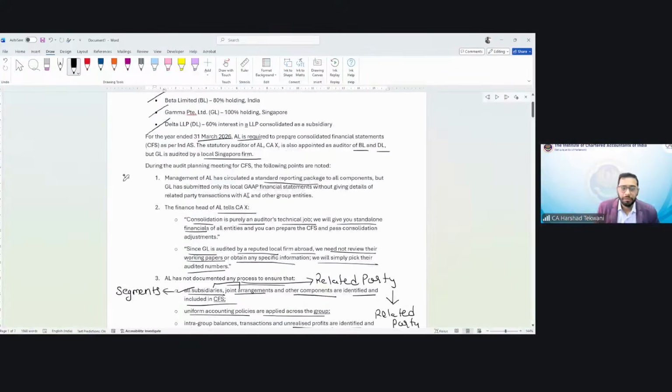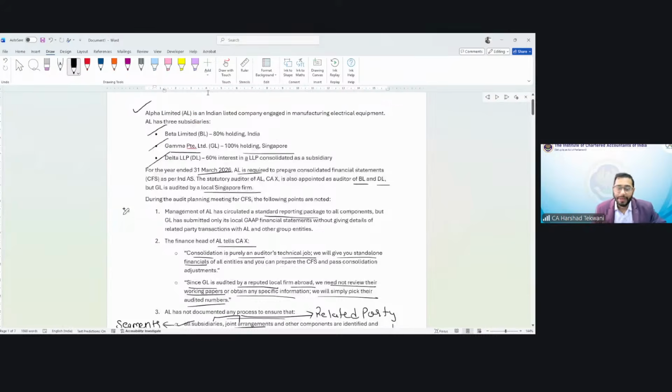Now here, Gamma is incorporated outside India. They might be following a different set of accounting policies. So you need to convert and harmonize those accounting policies with the accounting policies being followed by the Indian entity. And the last one is GAAP conversion wherever required. Let's say, for example, if it is following Singapore GAAP, or Singapore Financial Reporting Standards.